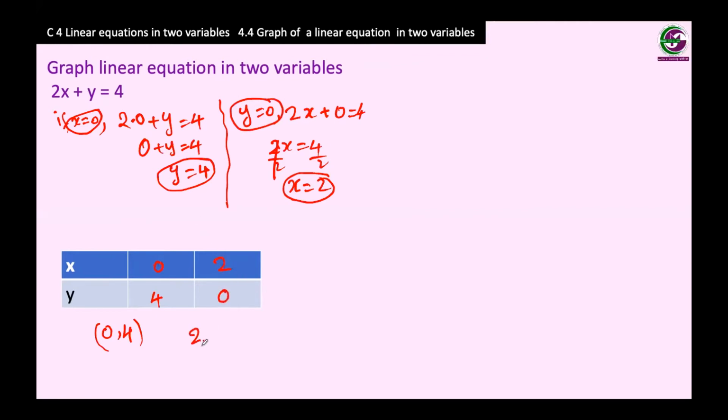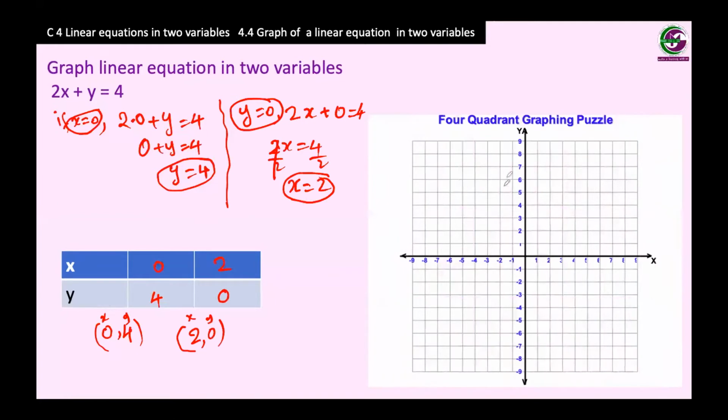So 2, 0 is another coordinate. Remember, first x, then y. That is very, very important. We already studied this in chapter 3 and also in chapter 4, the second lesson. So let us mark. The question is to graph. Of course, we should have a Cartesian plane.